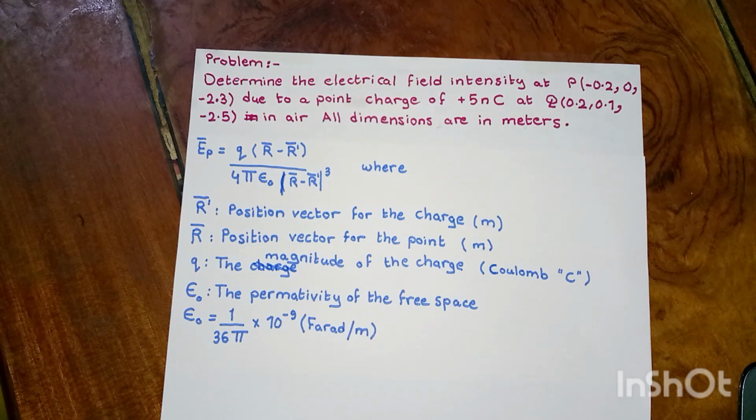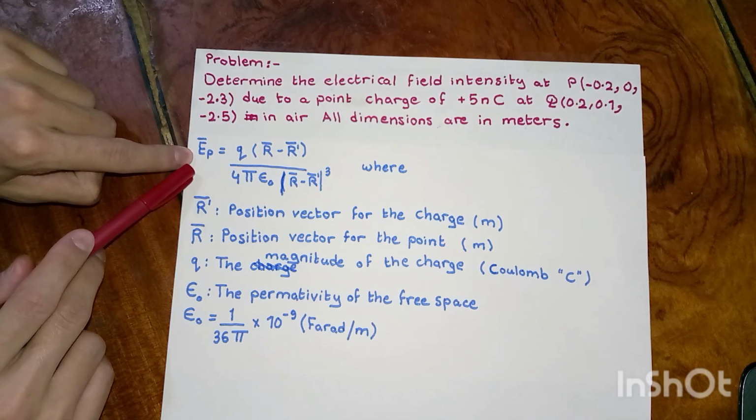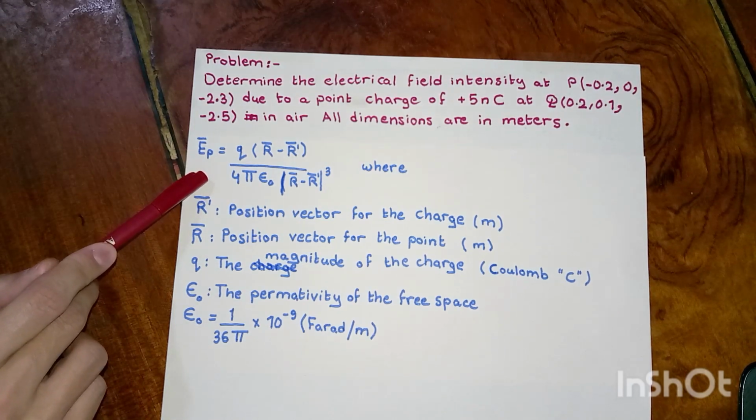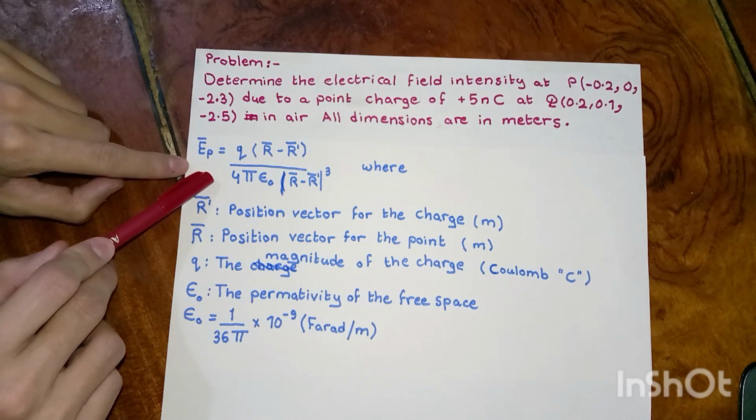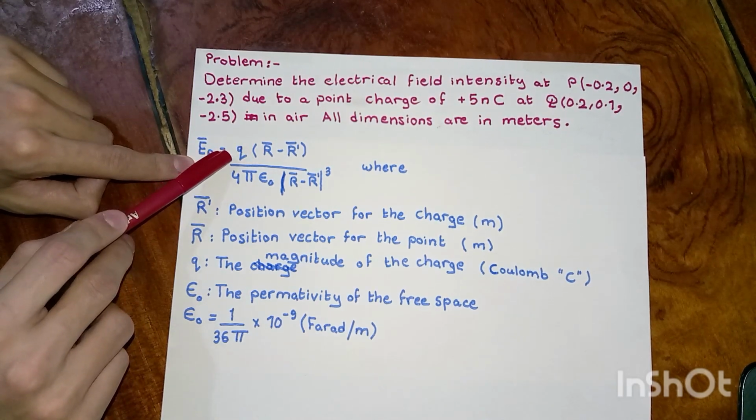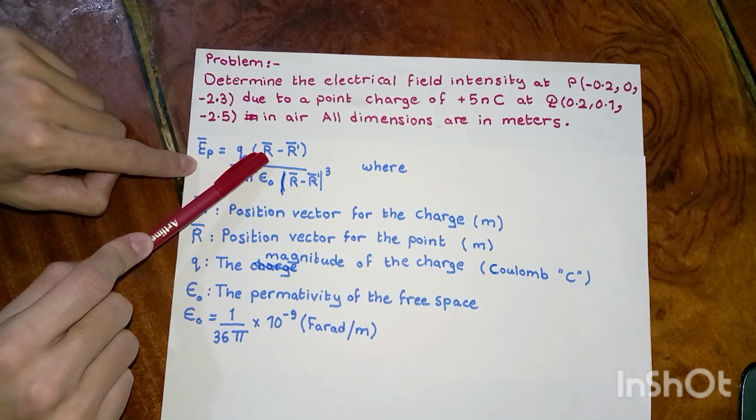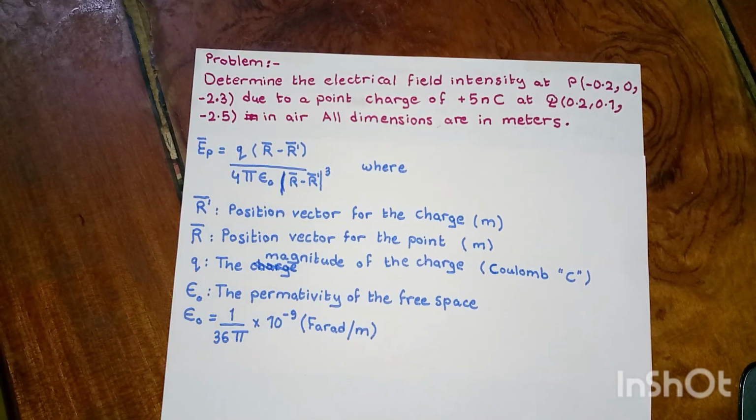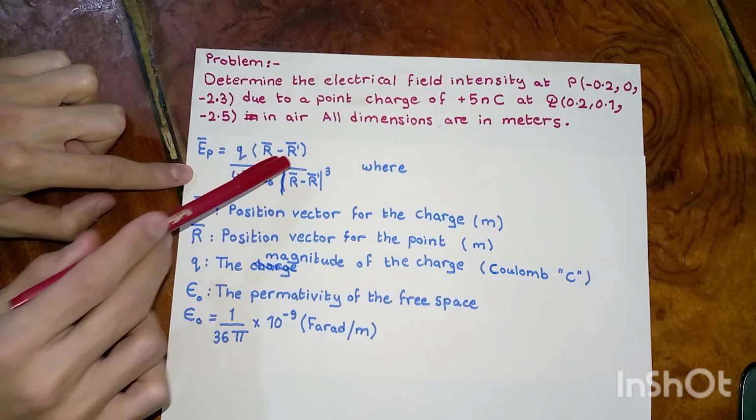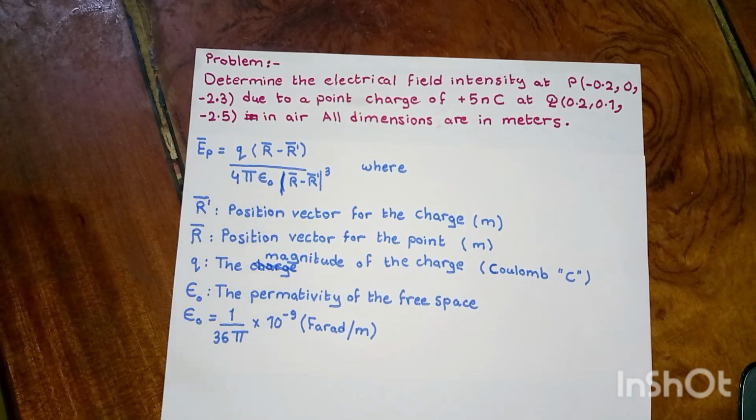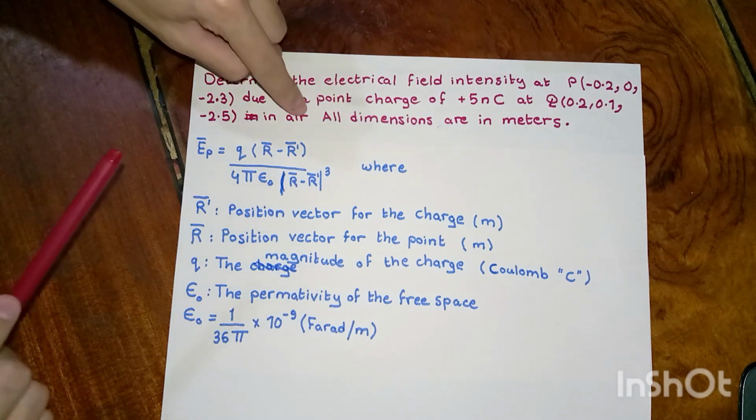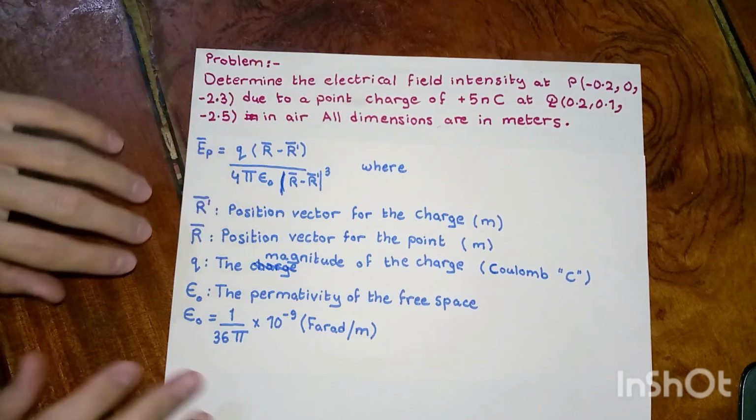As we see, what is wanted in this problem is the electrical field intensity, and in order to solve it we are going to use this form of Coulomb's law. Inside this equation we want four parameters. We want the quantity of the charge, which is measured in Coulomb, the position vector of the point where we want to measure the electrical field intensity, the position vector for the charge, and the permittivity of the space that we are in. In our problem, the space is the air. Okay, let's solve this problem.